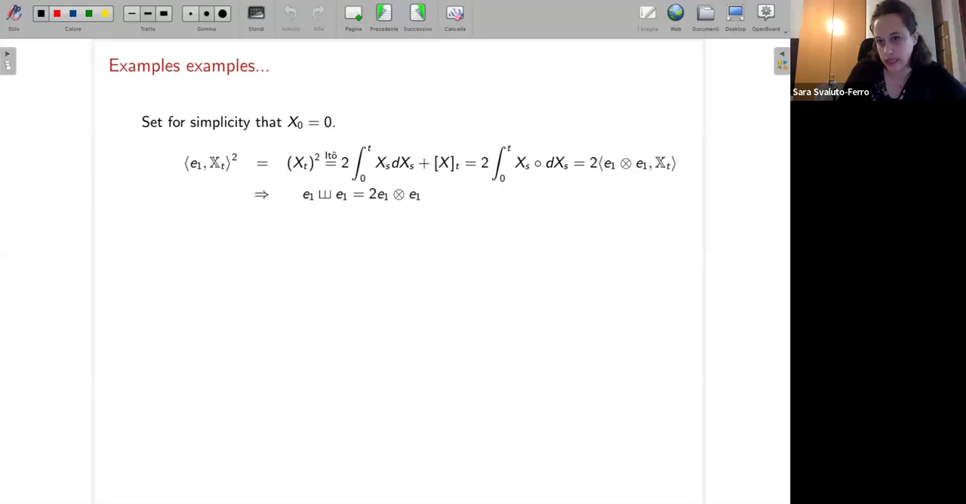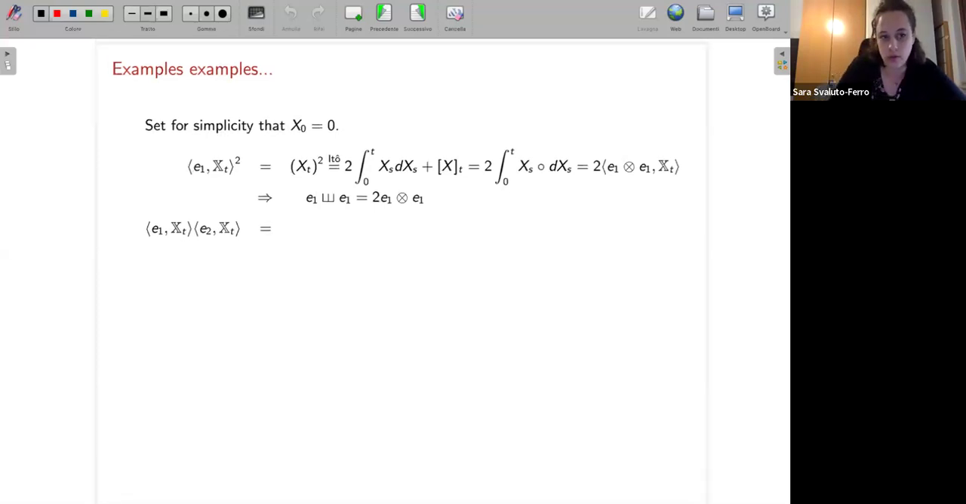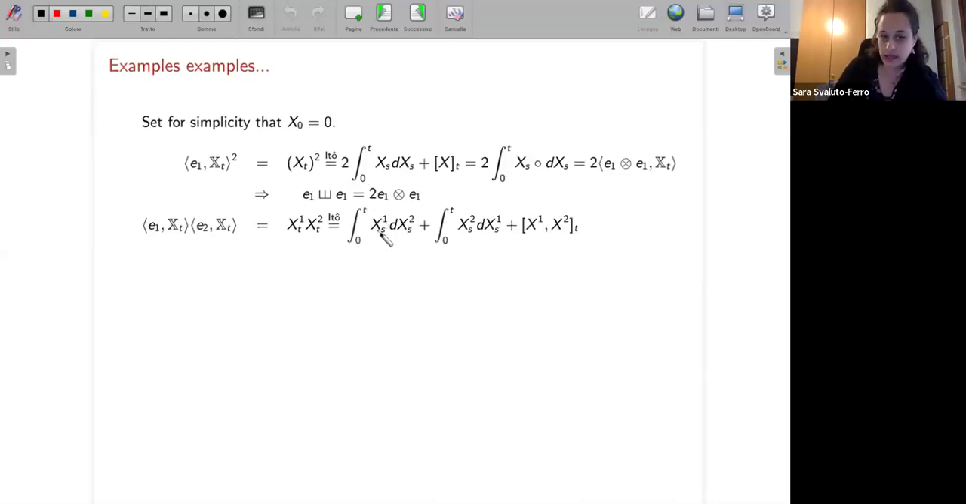2 times E1 times E1 is exactly the so-called shuffle product between E1 and itself. Okay. We can do also with 2 different components. This is component 1, this is component 2. Multiply together because they are 2 signature elements of level 1. You apply the formula, you get integral of x1 with respect to x2 plus the integral of x2 with respect to x1 plus quadratic variation.